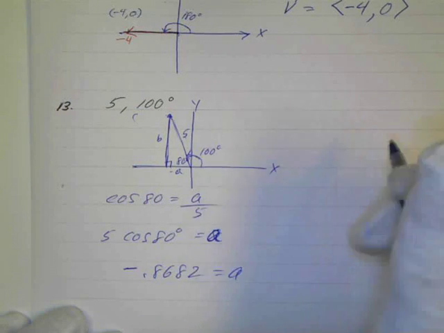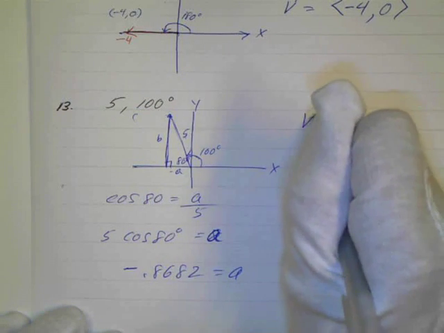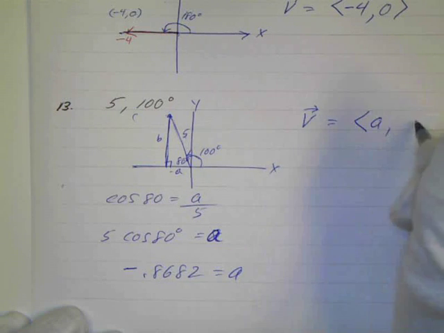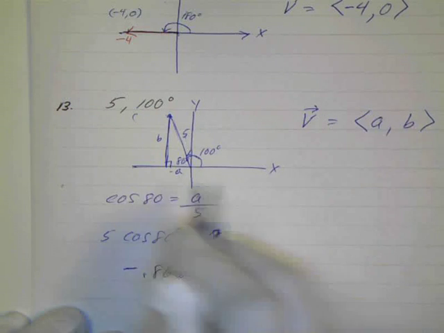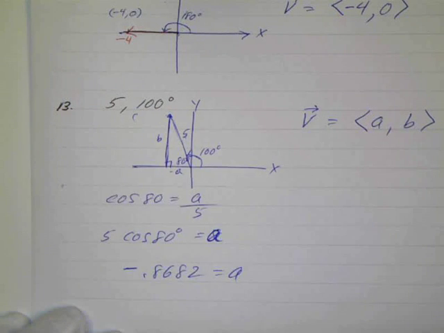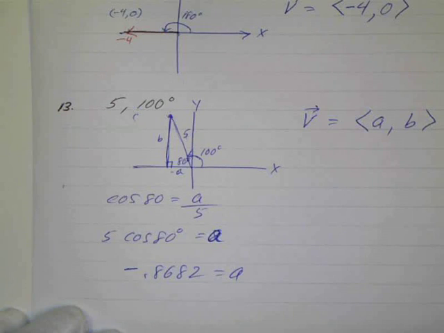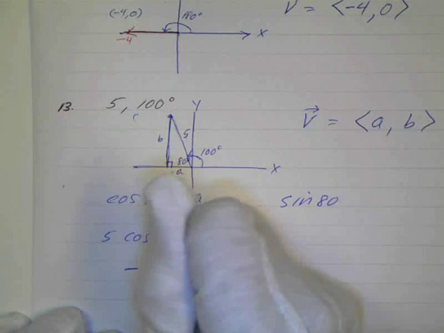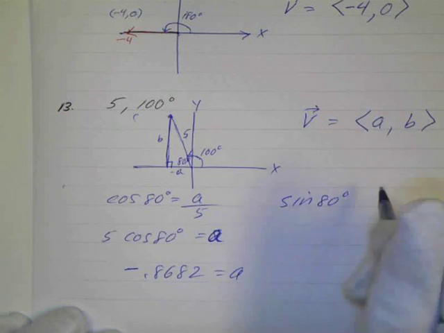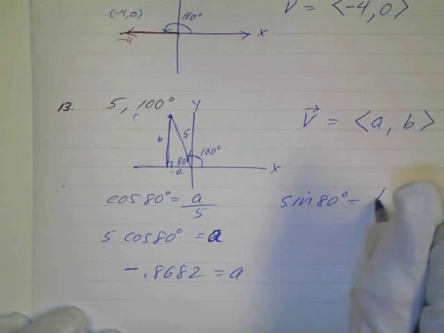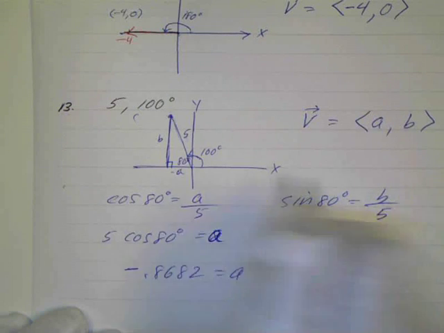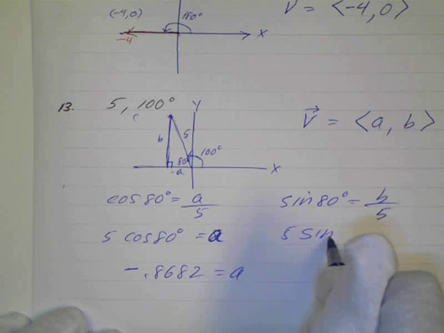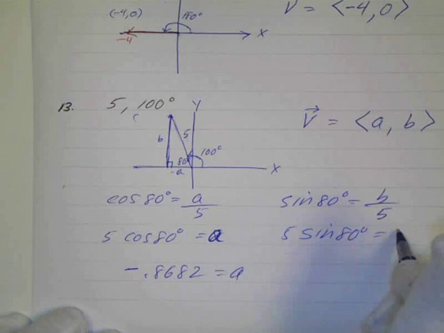So if we want to find B, remember our vector V, if we call it vector V again, that's going to be A, B. I don't have much room there to put it, so that's where we'll go. So now we want to find B, so sine of 80 degrees, don't forget it's degrees, equals the opposite over the hypotenuse, so 5 times the sine of 80 degrees will equal B.